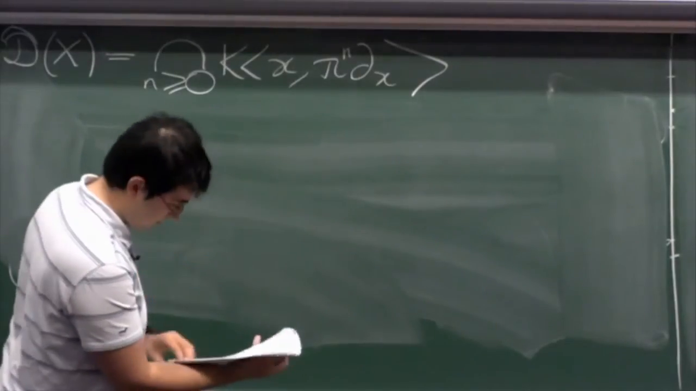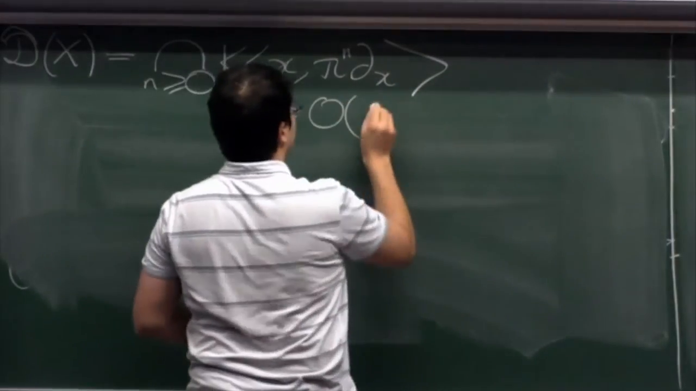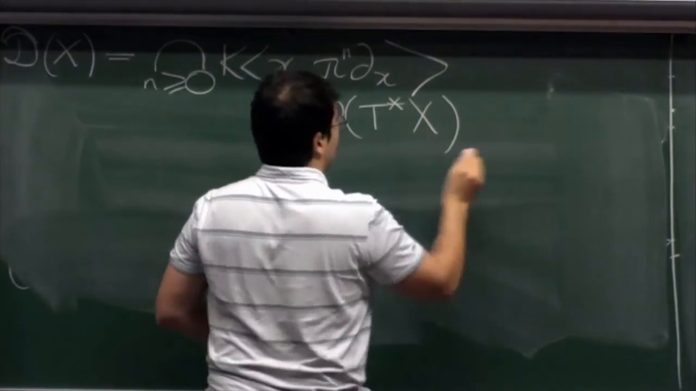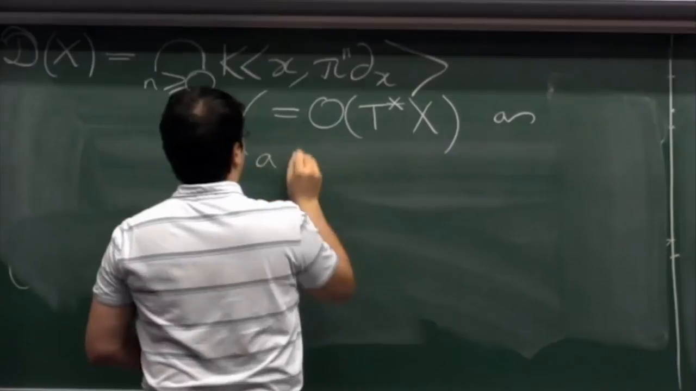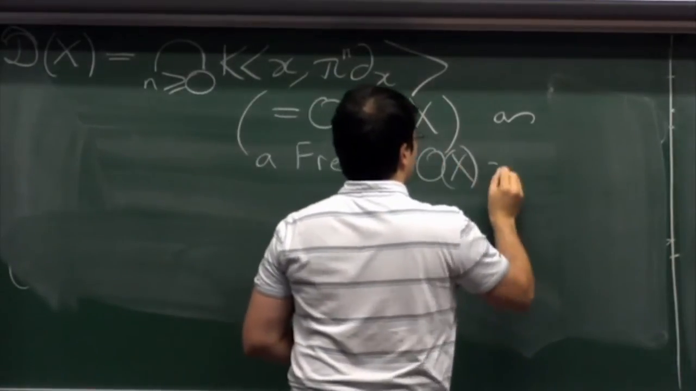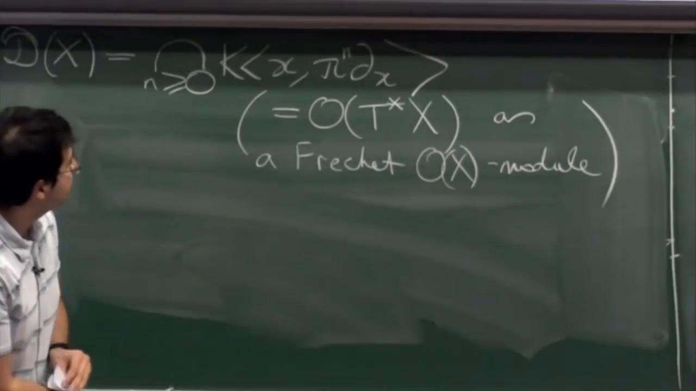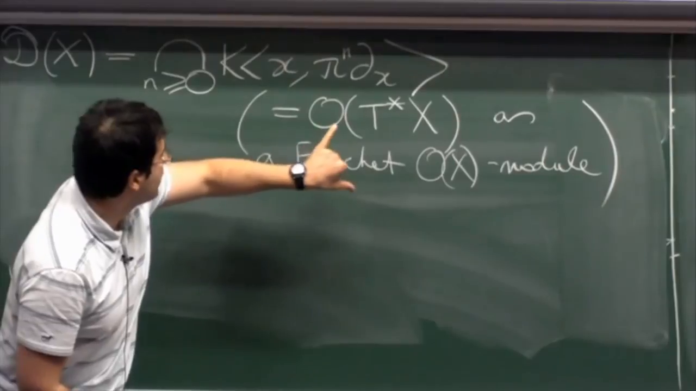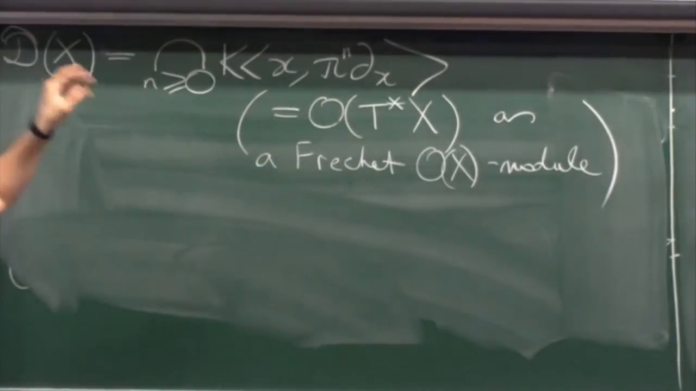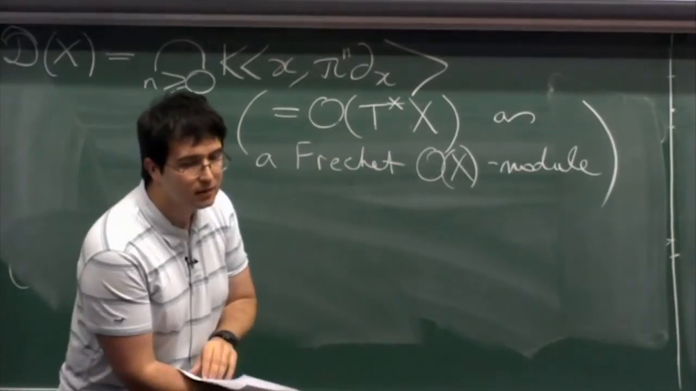And I should say, of course, this is just O of T*X as a sheaf of O of X modules. And so, because of this, this is morally, at least in my mind, a rigid analytic quantization of T*X.